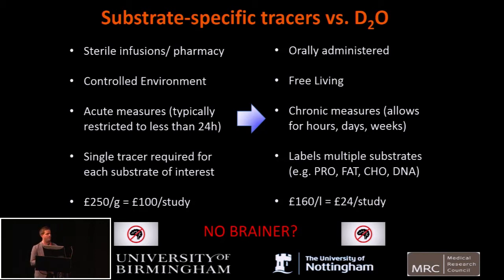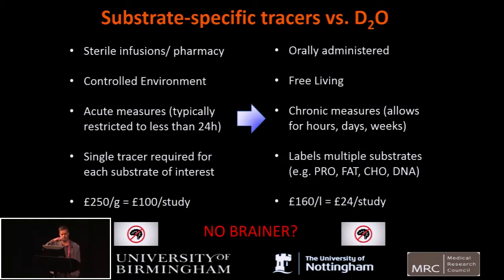So you might be able to do a single bout of exercise, for example, but if they've got lines going in, it becomes very, very challenging to do anything significantly beyond that. These measures are typically restricted to less than 24 hours, again, for the same reasons, in that you require these constant infusions, and therefore you're pretty limited as to how long you can undergo these procedures. The other limitation really is that a single tracer is required for every substrate of interest. So if you have a particular substrate of interest, so fat or carbohydrate or protein, for example, you have to have a tracer for each one of these independently. And of course, there's a cost element as well.